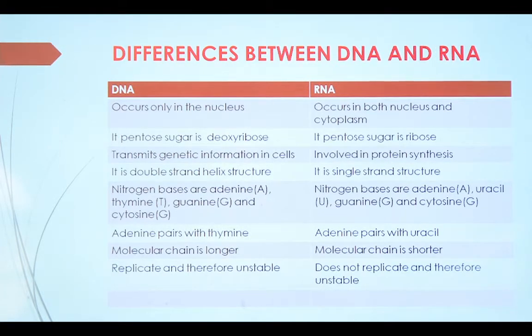Then when you come to the DNA, now we can say that the structure of DNA is unstable. This is because it replicates. Now, as the lecture proceeds, we will come to the replication of DNA. There you would understand what it means. So the DNA structure is unstable because it replicates, whereas the RNA is stable because it does not replicate.